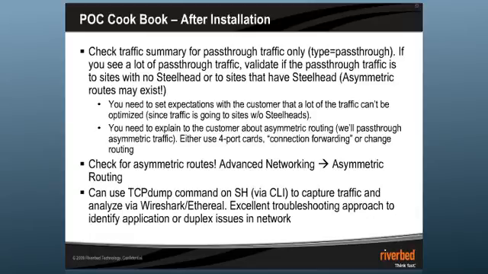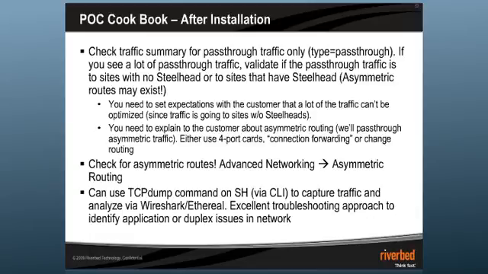If it is traffic going to a site with steelheads and it's not being optimized, then we need to dig into that and figure out what the problem is. And one of the problems it could be is asymmetric routes. If the customer has more than one way in and out of their network and the steelhead is only sitting on one of those links, then traffic could go out through the steelhead and come back through the other link, bypassing the steelhead. In that case, we won't optimize those sessions. So you need to understand that and look for that.